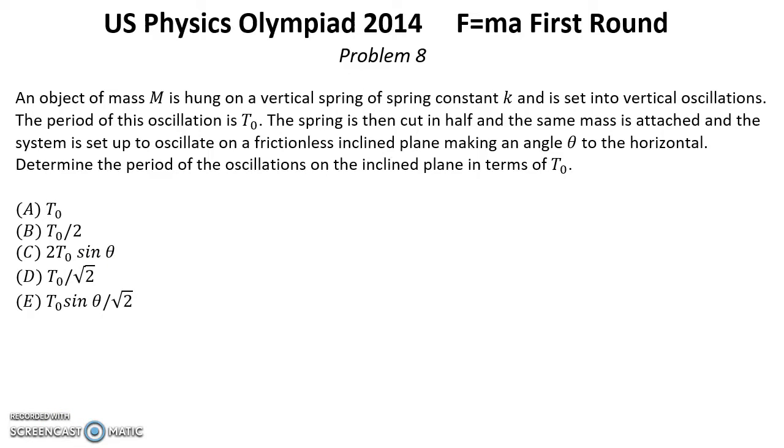Problem number 8. An object of mass m is hung on a vertical spring of spring constant k and is set into vertical oscillations. The period of this oscillation is t0. The spring is then cut in half and the same mass is attached and the system is set up to oscillate on a frictionless inclined plane, making an angle theta to the horizontal. Determine the period of the oscillations on the inclined plane in terms of t0.